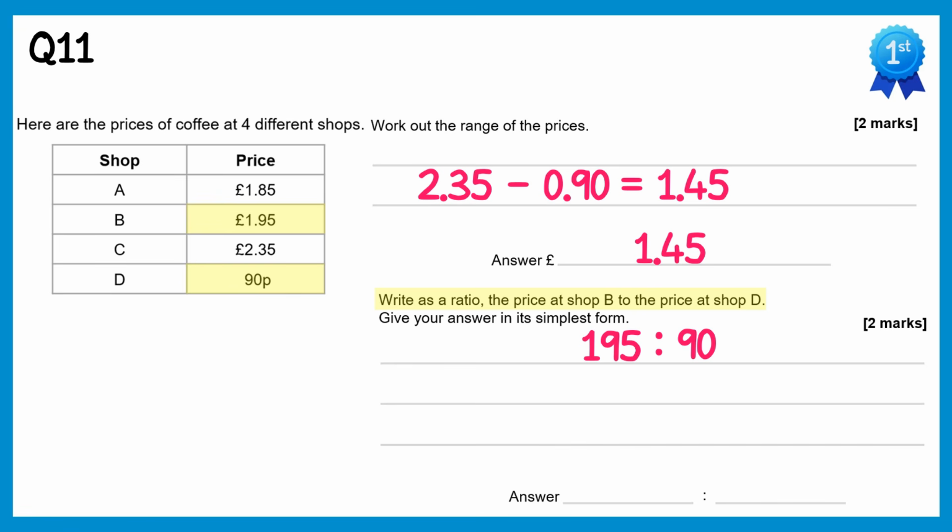Now it also does say to give this in simplest form, so we need to simplify this. Now I can spot they're both in the 5 times table, so I'm going to divide them by 5. I'd use my calculator for this. 195 divided by 5 is 39, and 90 divided by 5 is 18. Now you might think that's finished, but there is another thing we can divide by here. We can divide those both by 3. So 39 divided by 3 is 13, and 18 divided by 3 is 6. So the answer to this question is 13 to 6.